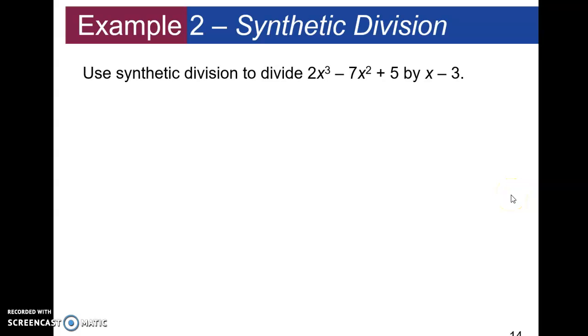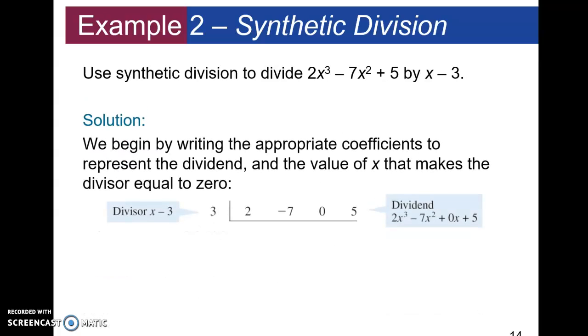Okay, so just to talk you through this again, what we have is a divisor that is first degree, so we can use synthetic division. We have a dividend that has a leading coefficient of 2. The coefficient of the x squared is -7. The coefficient of the x is 0, and the constant is 5. Those coefficients go in the box, and the 0 of the divisor goes out front.